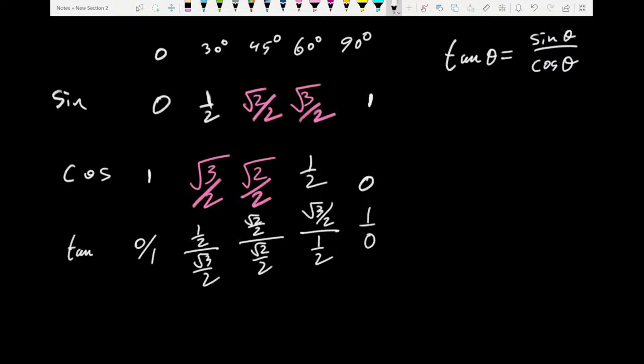Right over here, we could simplify some of this. This becomes just 0. This, you cannot divide anything by 0, so therefore this is undefined.